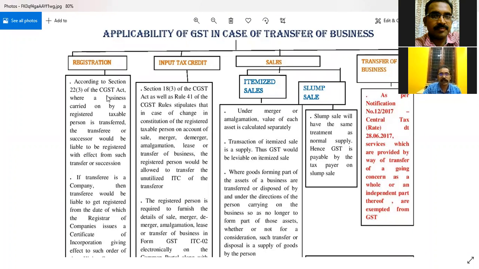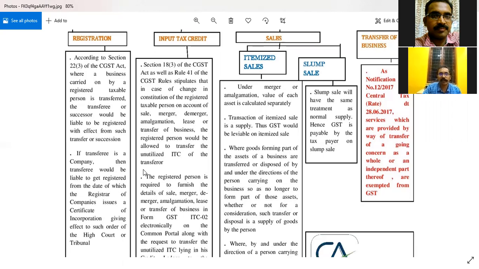According to Section 22, Subsection 3 of GST Act, where a business carried on by a registered taxable person is transferred, the transferee or successor will be liable to be registered with effect from such transfer or succession. In case the transferee is a company, then the transferee will be liable to get registered under GST Act from the date on which the registrar of companies issues a certificate of incorporation giving effect to such order of the High Court or Tribunal.